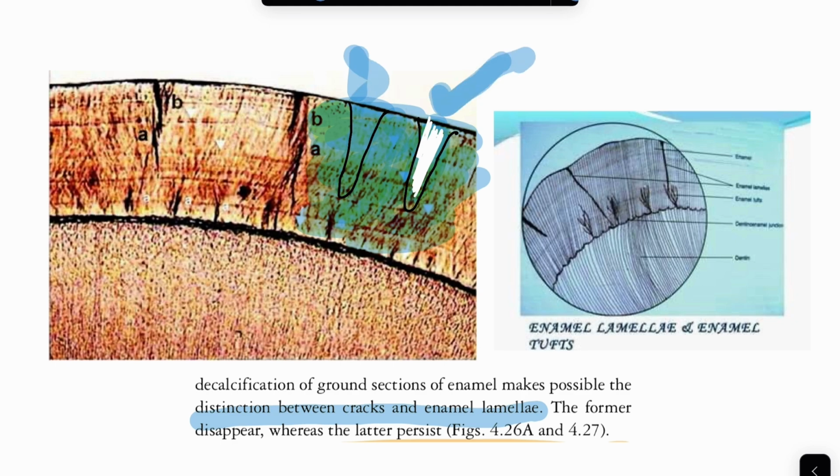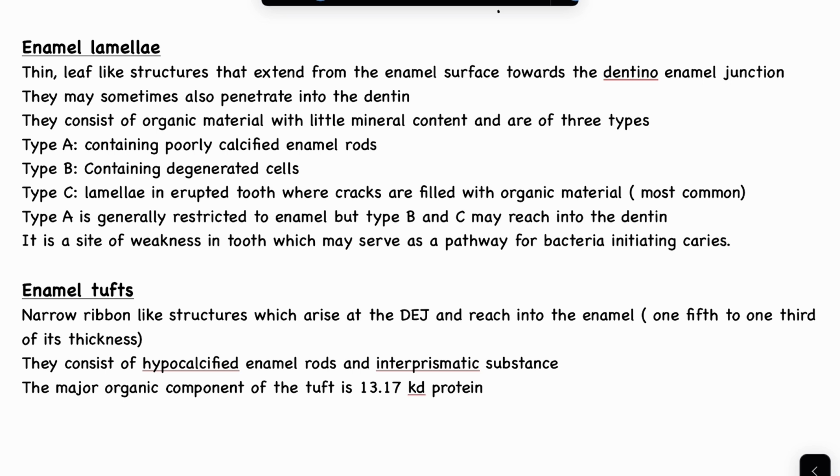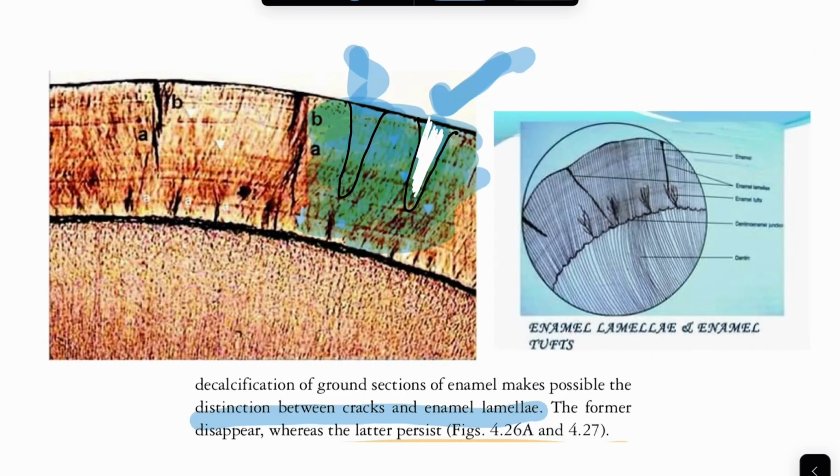Alright. Now coming to enamel tufts. What are enamel tufts? They are like you see in this picture, grass-like structures. That's why they are called enamel tufts. And what are they? They are just hypomineralized enamel rods, basically enamel rods with low calcium content. They arise from the dentino-enamel junction. They may go up to about 1/3 of the entire enamel height.